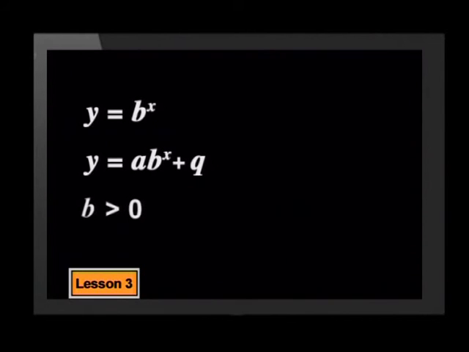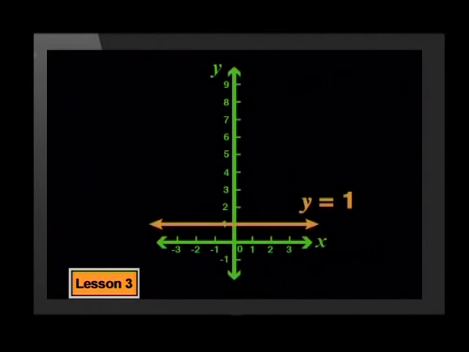There is one value of b that is different from the others. b equals 1 produces a different graph from any other b value. The formula is y equals 1 to the power of x. But 1 to any power is still just 1. So the graph is the graph of y equals 1. That's a horizontal line here on the graph.